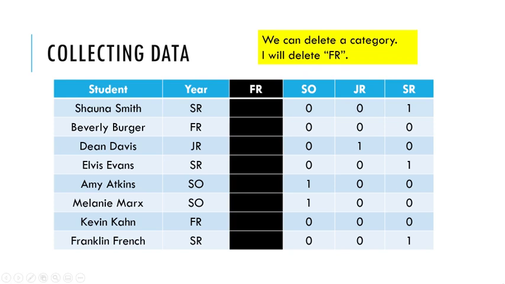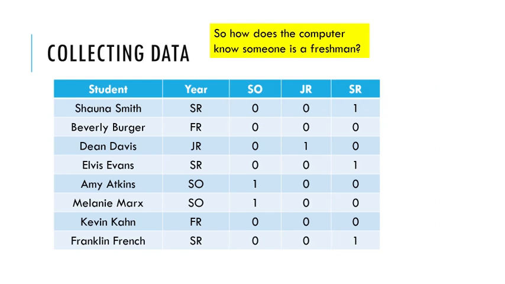Let's say I decide to delete the category freshman. Let's just get rid of it altogether. And you might be thinking, well, then how will I know who is a freshman? We'll know. Give me a second and you'll see. All right. So I've deleted that column called freshman. So if I delete that column, how does the computer know that somebody's a freshman? Well, let's look at Beverly Berger, who's a freshman. How can the computer determine that Beverly Berger is a freshman? Because she's got 0, 0, 0.